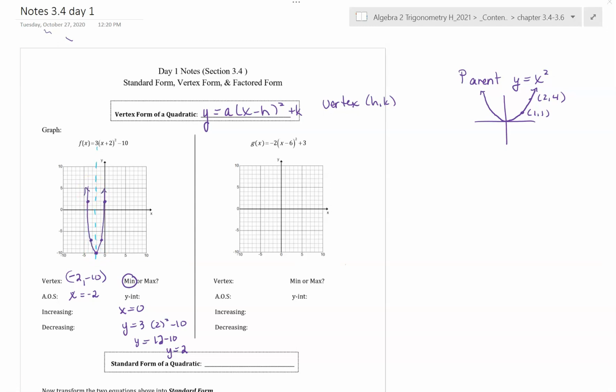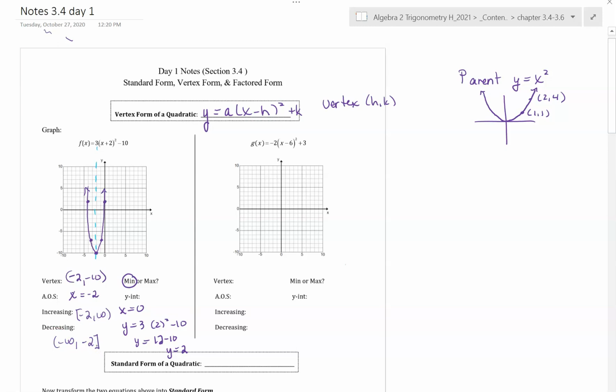For increasing and decreasing intervals, you want to think about x values. So we read a function like you read a book from left to right, so our function is increasing from negative 2 to infinity and decreasing from negative infinity to negative 2. Let's go ahead and look at the next example.